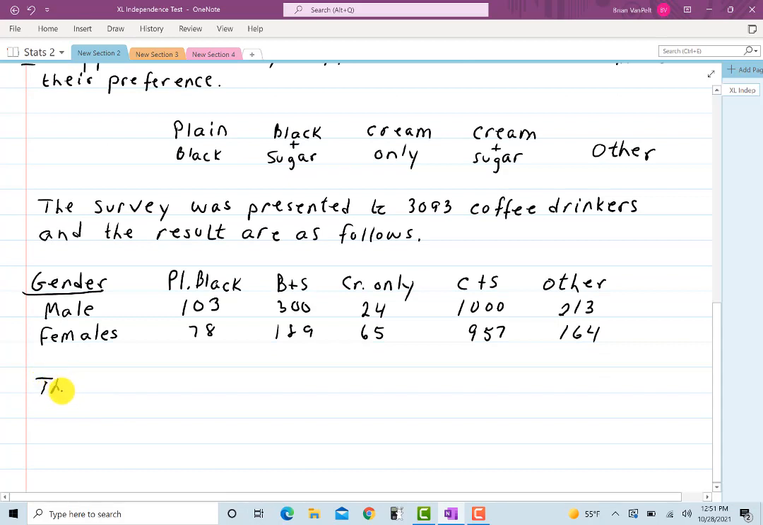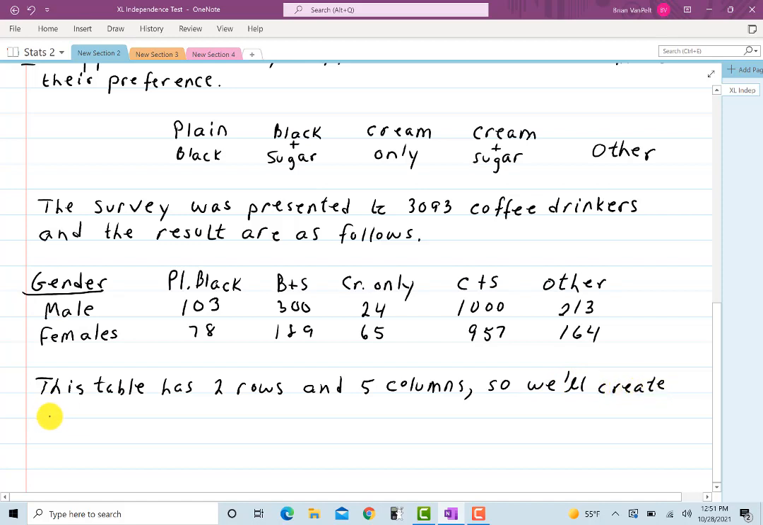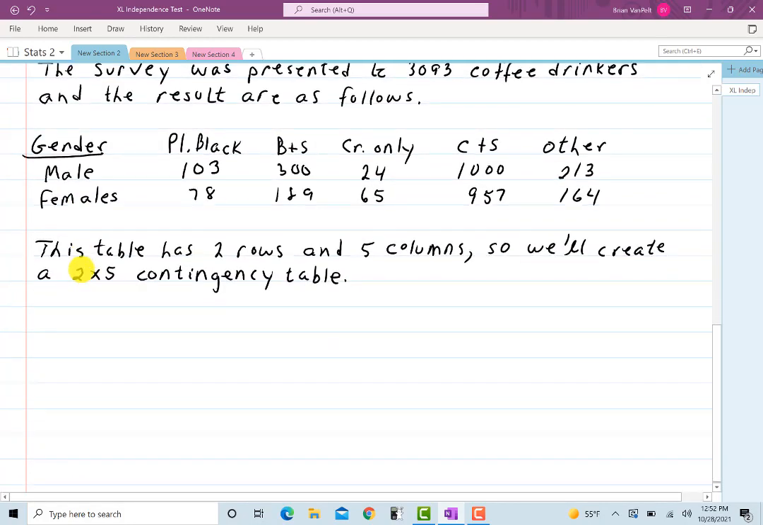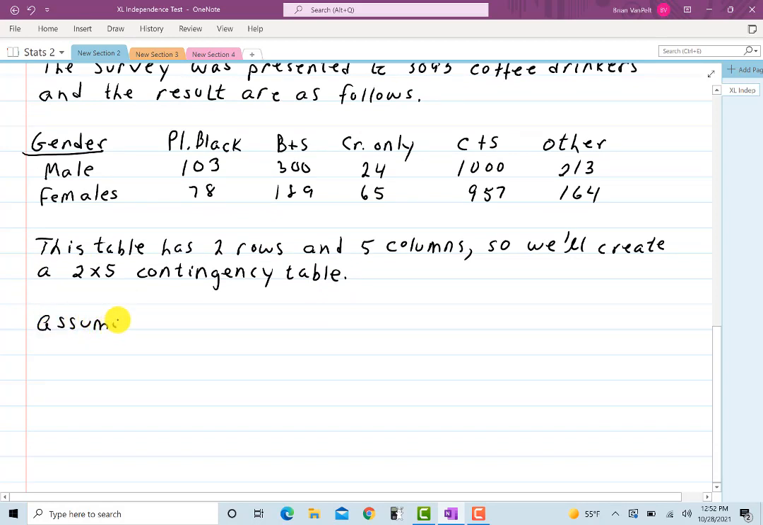Now this table has 2 rows and 5 columns. So we'll create a 2x5 contingency table. Now, assuming the 2 variables, what are they? Gender, there's one variable, and coffee preference.